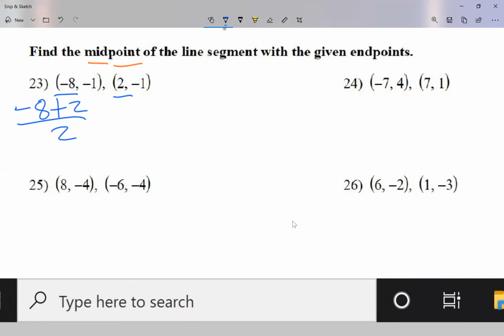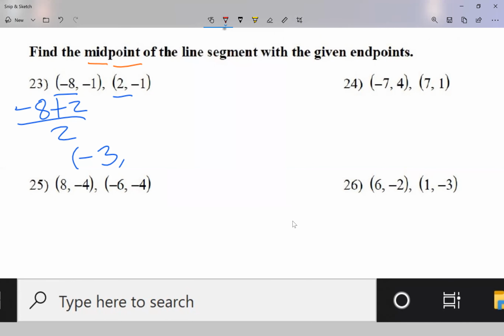Right, -8 plus 2 is -6. -6 divided by 2 is -3. So my x value is -3. The number that is right in between -8 and 2 is -3. Right? You guys don't believe me? Draw a number line. Draw a number line, find a -8, find a +2, and find that -3 is right in the middle.